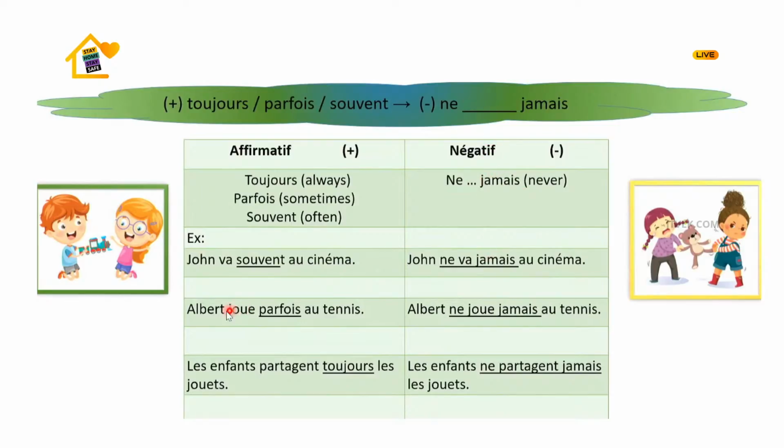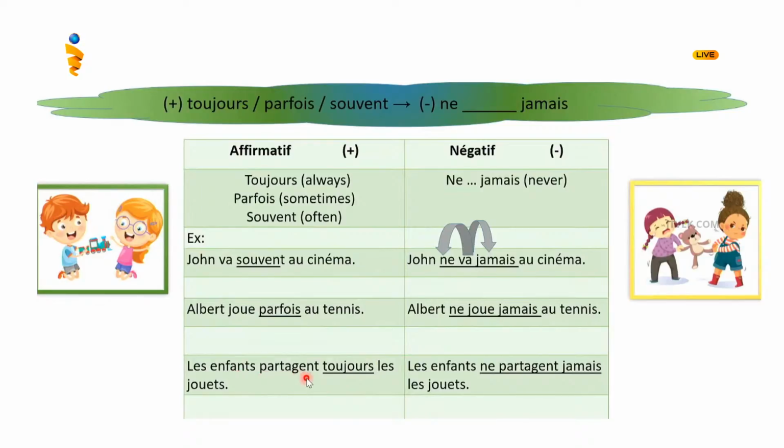Okay, next one. Albert joue parfois au tennis. Sometimes Albert plays tennis. So parfois is there. So you need to say never. Albert ne joue jamais au tennis. Albert ne joue jamais. Instead of pas, I have used jamais. So now it is ne joue jamais. Never plays tennis.